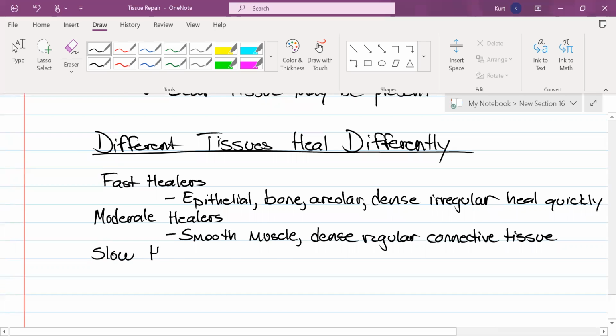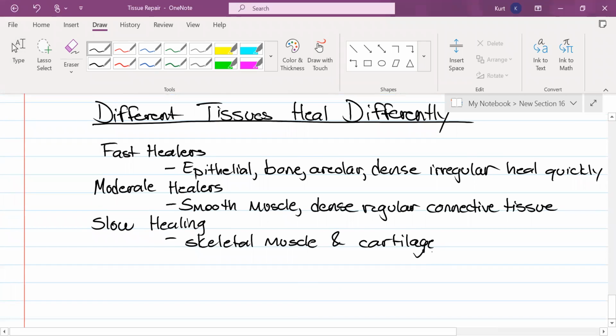Slow healing. Don't expect much from these. Skeletal muscle. You rip your biceps open. You tear your pectoral muscle. Ouch. And cartilage. I have a student in the back in my 5th period. She was in a knee brace for more than a year from her gymnastics accident. That's a long time. She damaged her knee cartilage. And then pretty much no healing.